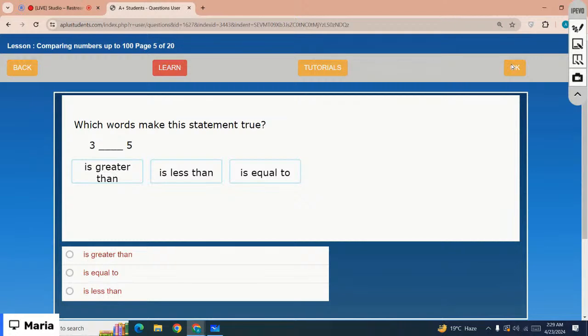Which words make the statement true? 3 and 5.